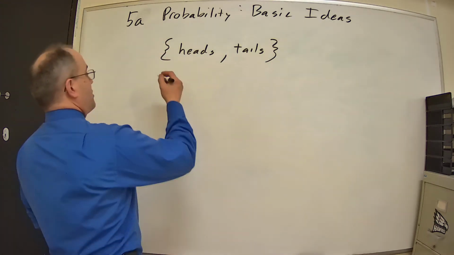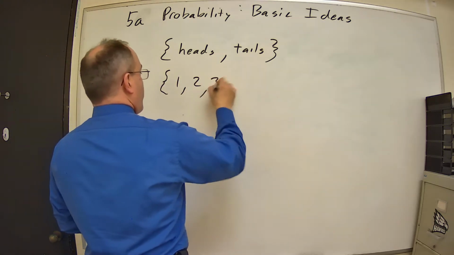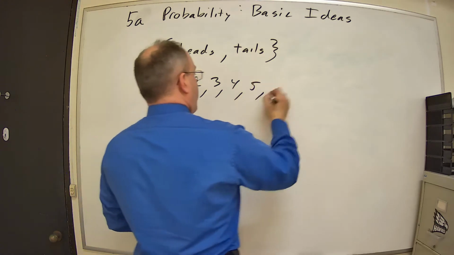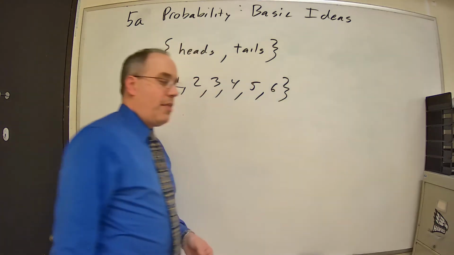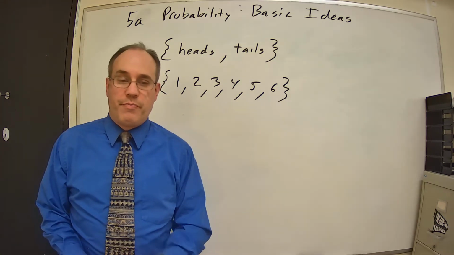If I were to roll a six-sided die, 1, 2, 3, 4, 5, 6. That would be my sample space, the list of all possible outcomes.